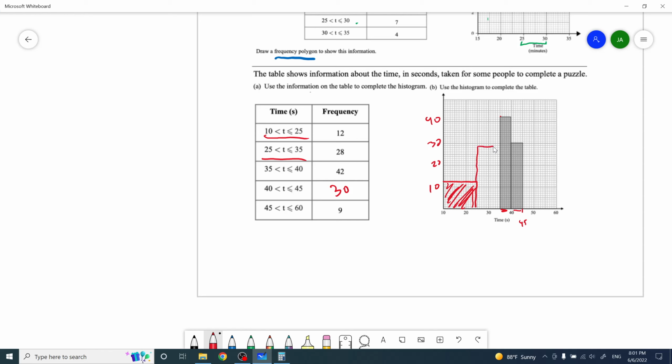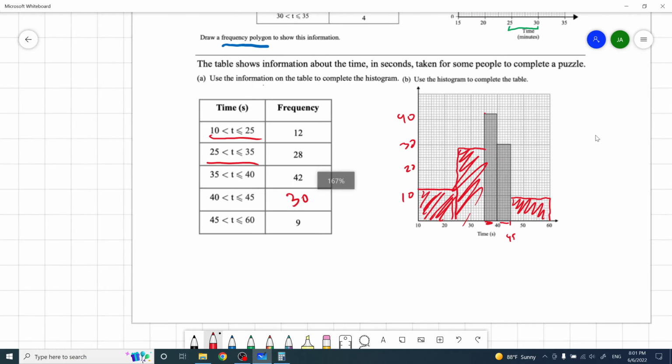I can't believe I'm actually drawing this somewhat accurately with a tablet. Okay, 35 to 40 and 40 to 45 are already done for us. So now we need 45 to 60, which is going to be at 9. So just one under this slightly darker line here. And that's it, we've got it filled in.